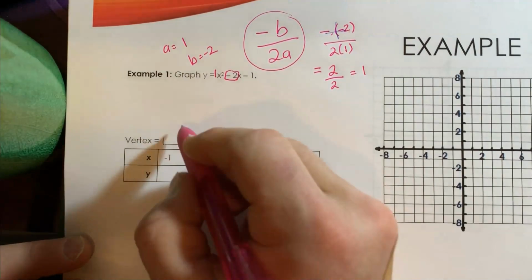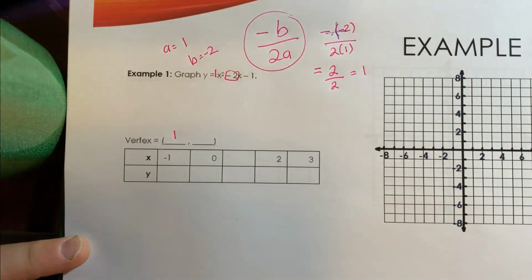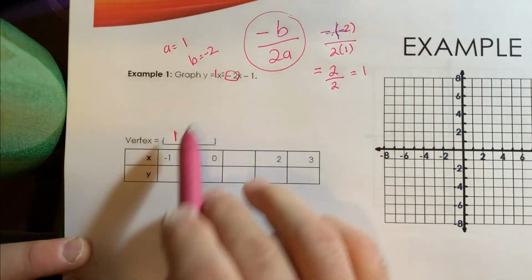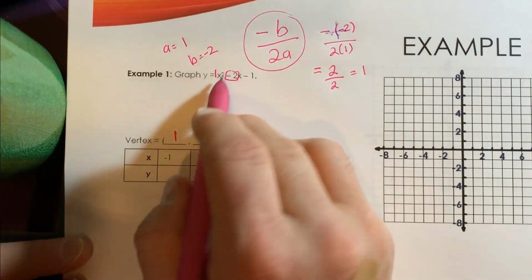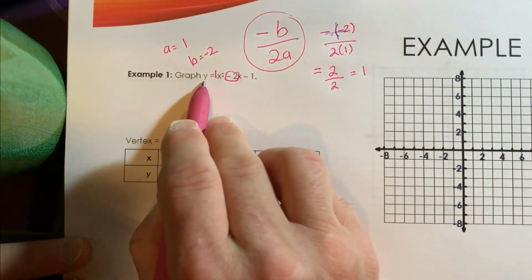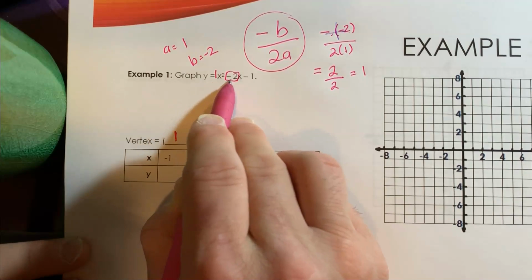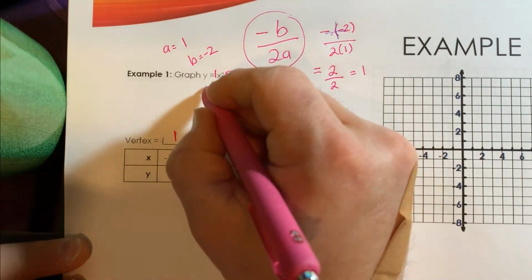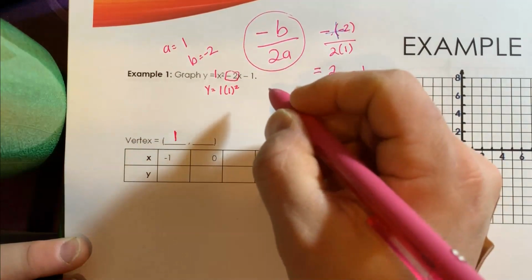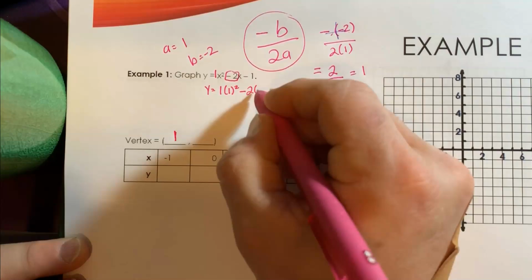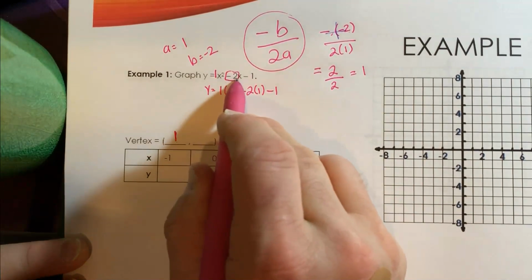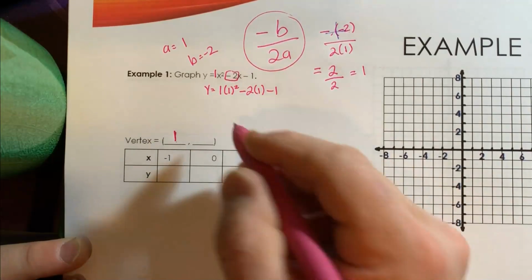So my x value for my vertex down here is a 1. Now that I have my x value, I plug this x back into this equation and solve for y. I want to know, what is y equal to when x equals 1? So let's do that. Y equals 1 times 1 squared minus 2 times 1 minus 1. I plugged my 1 in for my x everywhere in here, and I'm solving for y.